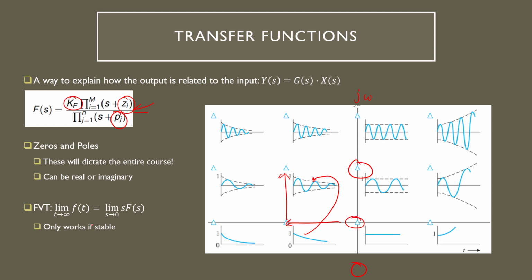Another thing you want to remember is the final value theorem. That is to say that the value of a function in the time domain at t equals infinity is the value of the function in the S domain as s goes to 0, of s times F(s). It only works if the system is stable. More on that later.